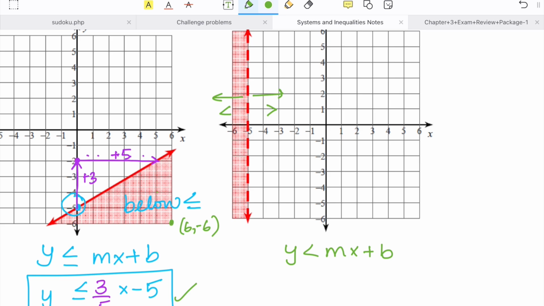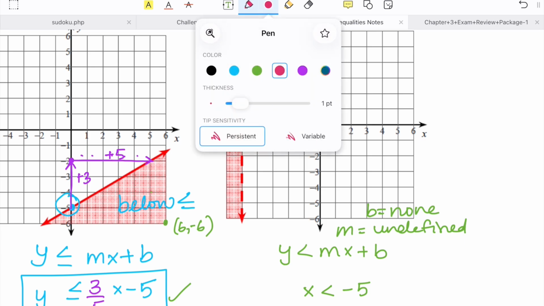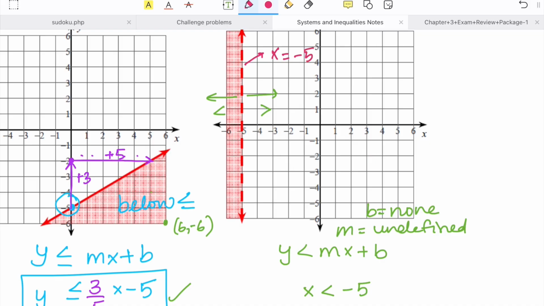Do we have b? We don't have b. What will our slope be for this? 0 or infinite. It will be infinite. That means m is undefined. And then b, we don't have any. So it means x will be less than negative 5. Because this line over here is x equal to negative 5, right? And the values that are part of the solution are all less than negative 5.